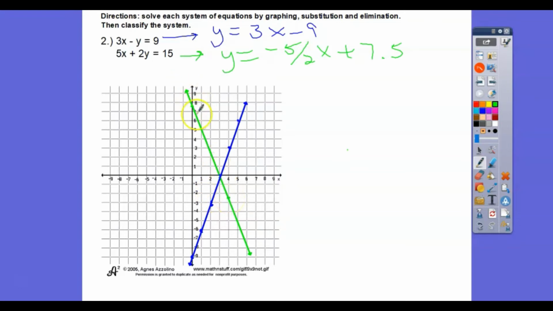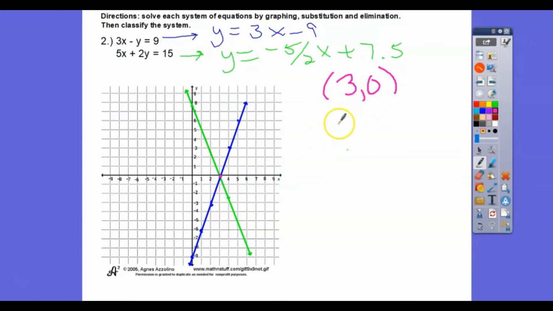Connect the points with a line, and then the point where they intersect, that is going to be your solution. Right here, it looks like they cross at this particular point. That's the point 3, 0. When you write your answers, you do want to write them as ordered pairs because these are lines that we're graphing on a coordinate plane. So this represents an ordered pair. Make sure you put your answer in parentheses.